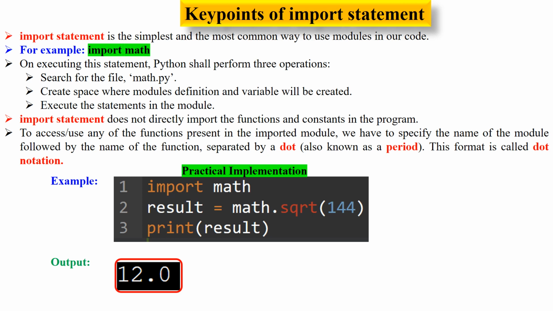Let's see this example. Line 1 imports the math module, which is a standard library module in Python that provides various mathematical functions and constants. In line 2, the sqrt function is part of the math module. It calculates the square root of a number. In this line, math.sqrt of 144 calculates the square root of 144, which is 12.0, and printed.